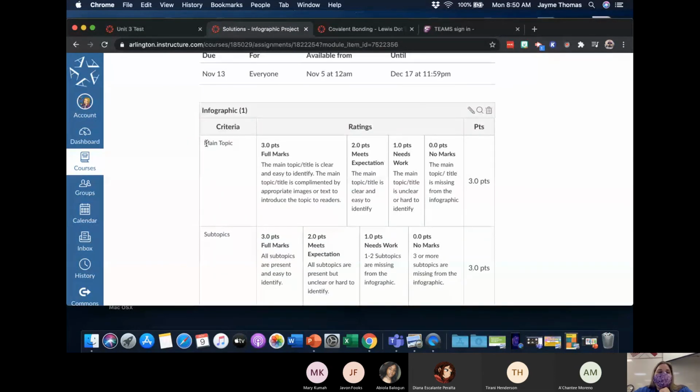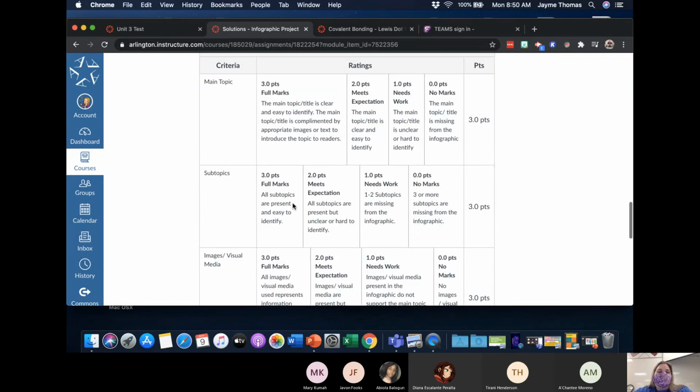So here's your criteria, the main topic. So to get full points, the full 3 marks, the main topic or title, it's clear and easy to identify, and it's complemented by appropriate images or text to introduce the readers to the topic, or the topic to readers. So notice here on 2 points, the main topic title is clear and easy to identify. So if your title is clear and easy to identify, okay, you're going to get 2 points. But if it's not complemented by all the images and text, then it's not going to get you the full marks. Okay. Your subtopics, all subtopics are present and easy to identify.